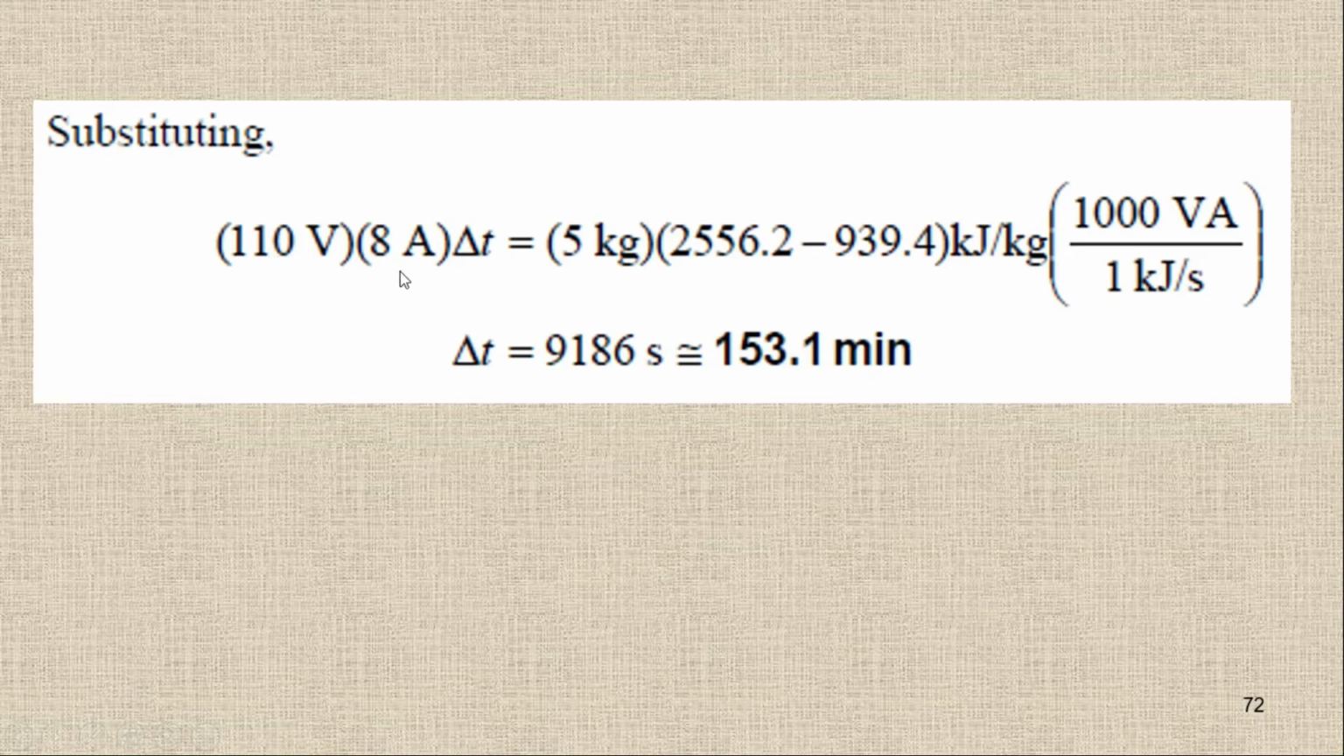So simply this is 110 volt, this is 8 ampere, this is delta T, equal to 5 kg for mass, this is U2 minus U1, and here at the end this one is basically kilo. That's why I'm going to multiply with 1000 here, because the value of U and H are normally given in terms of kilo. So in order to avoid this kilo, I have to multiply with the 1000 value, and then you will get the time required to vaporize the complete liquid, and it will be equal to 9186 second, or it will take 153.1 minute. So it's around 2.5 hour, even more than 2.5 hour.